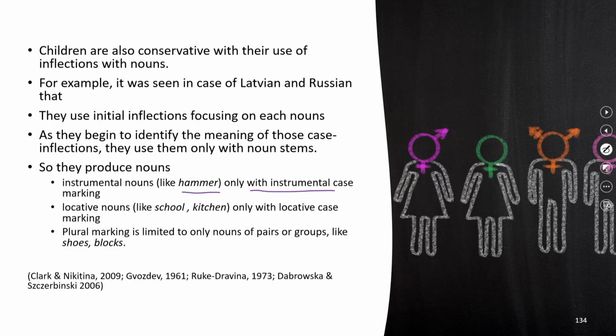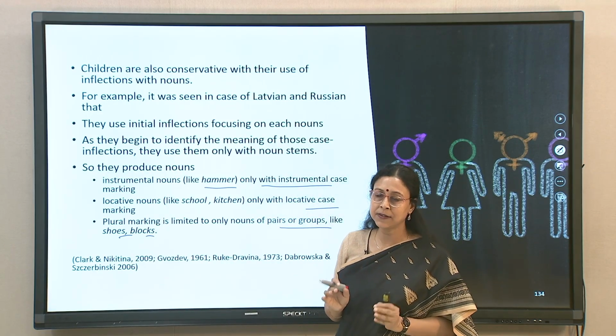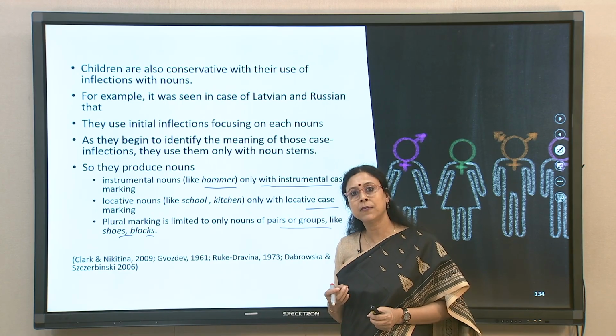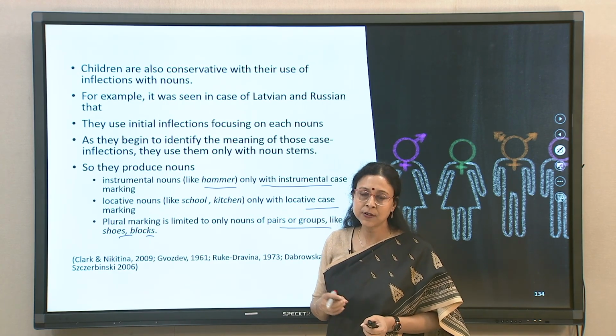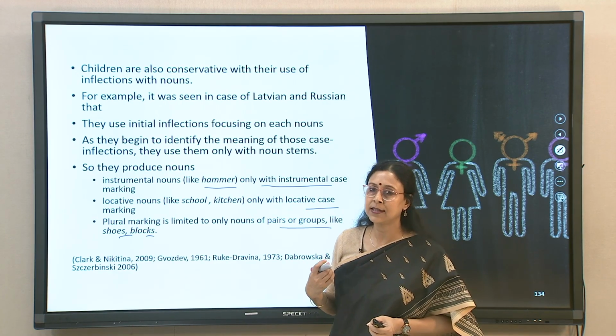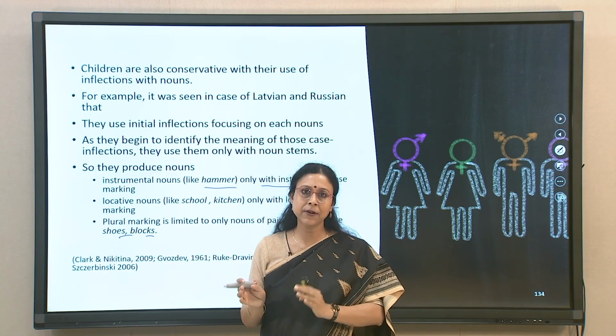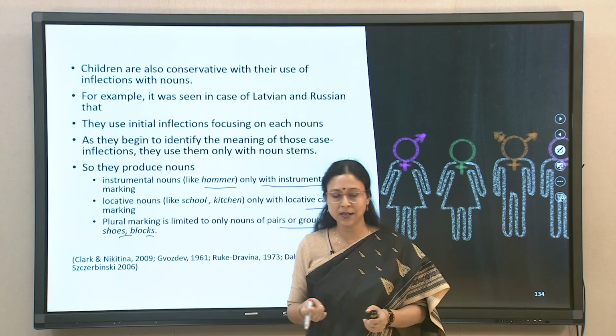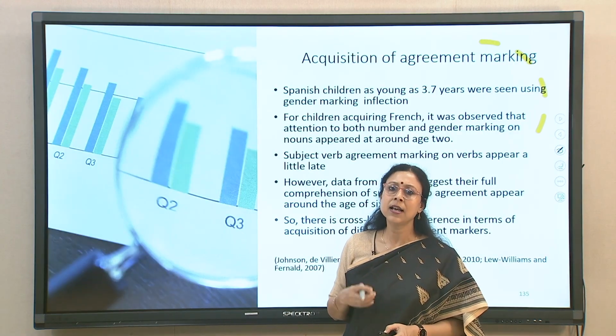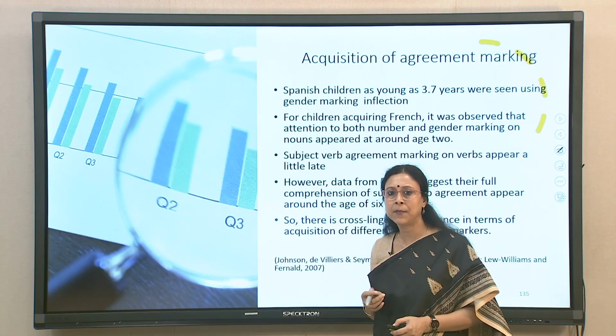Similarly, locative nouns like school and kitchen were used only with locative case marking. Plural marking is limited to only nouns of pairs or groups, like shoes and blocks. So, it is kind of a fixed way of looking at it initially. This is what we mean by selective use of noun morphology. Once they figure out the case marking or plural marking, they use them only like that, not in any other way. So, this is how children start learning these kinds of markers.